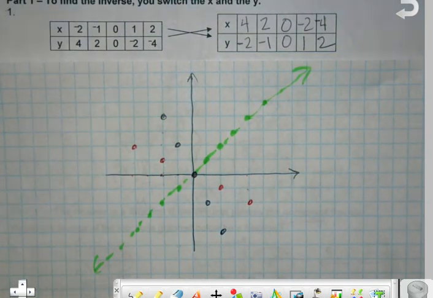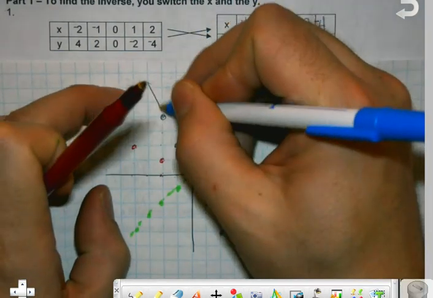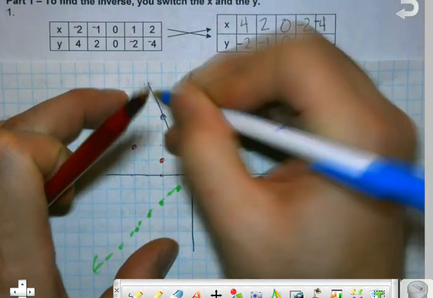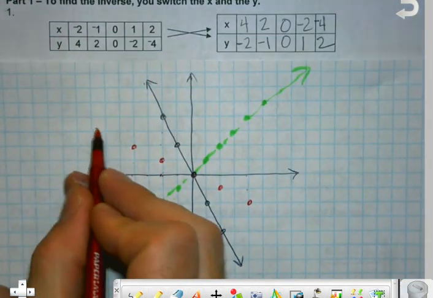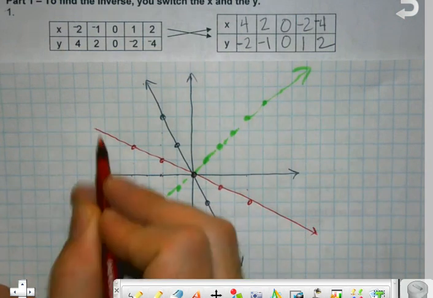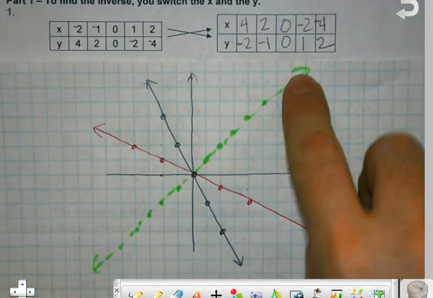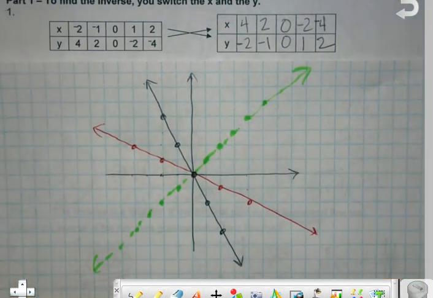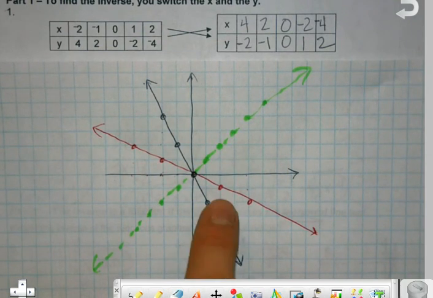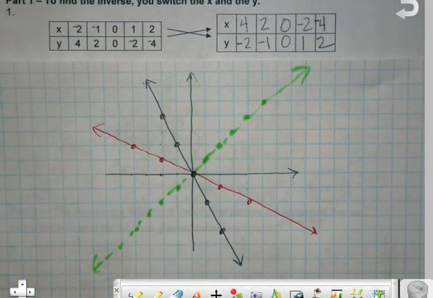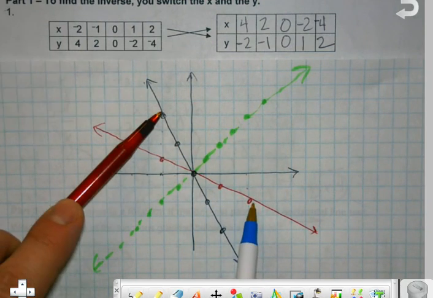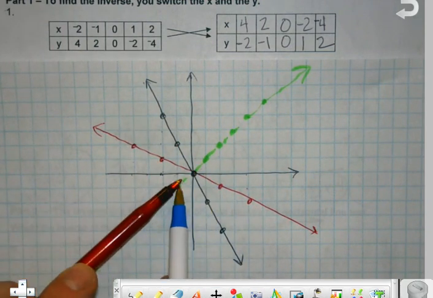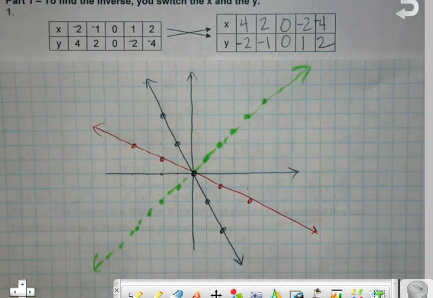if you start to look at the lines, if I actually connect my dots here, what you're going to find out is, if I were to fold along this line, I would get the exact same things going on both sides. These points reflect each other or are an equal distance away from that reflection line. That's actually what an inverse function is. It's letting you see the reflection of that line, kind of a mirror image of itself.